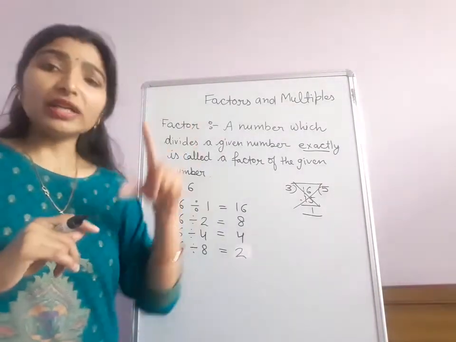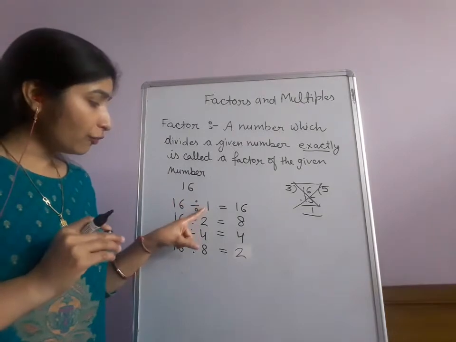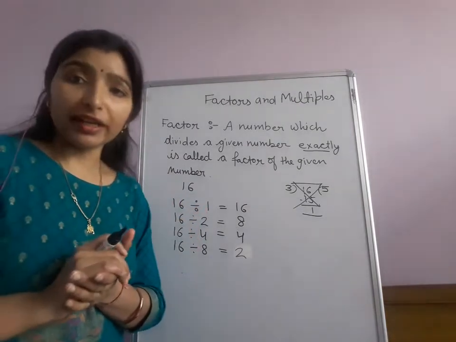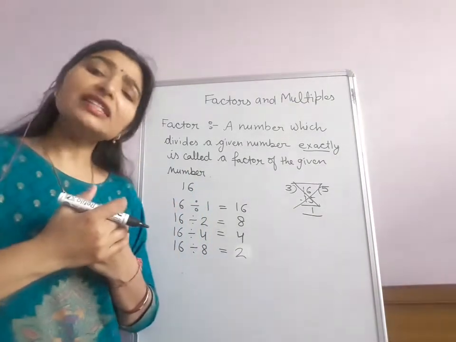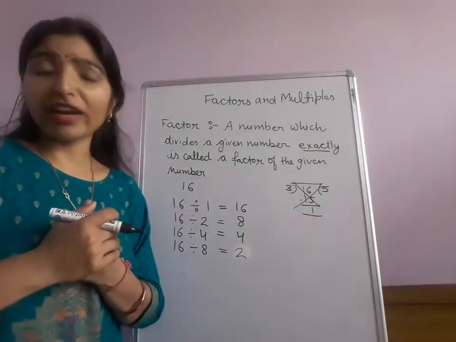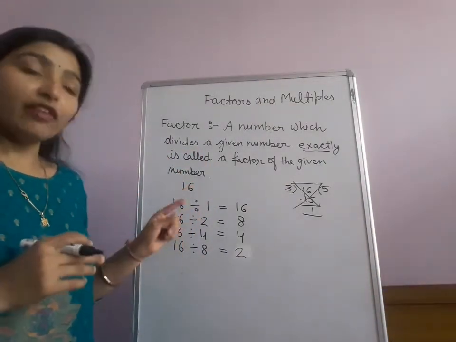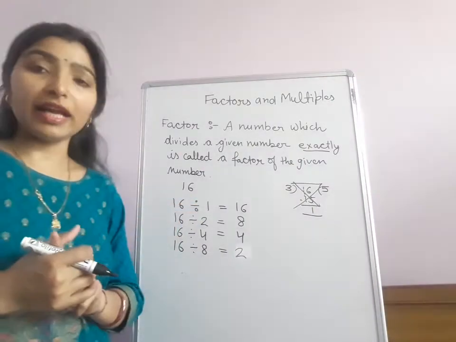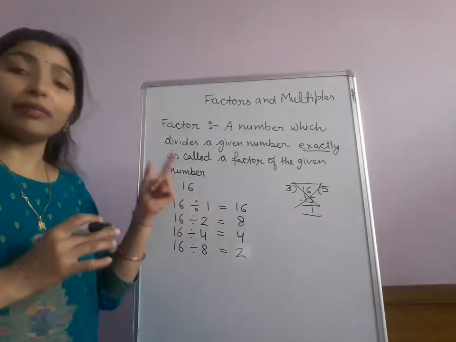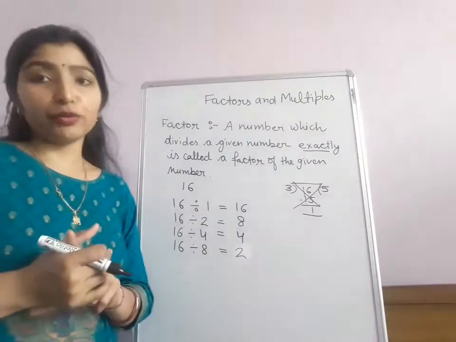So up to 9 we will check. We will start from 1 and we will check up to 9. So we will get the maximum. In some cases 1 or 2 factors are left only. Otherwise we will get all the factors when we start from 1 to 9. Okay, we will check every number from 1 to 9 only.